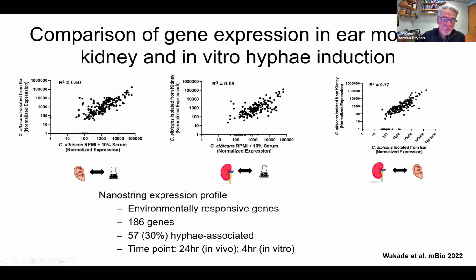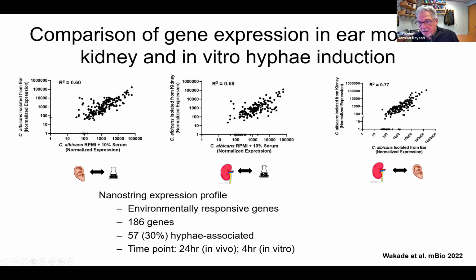Similarly, when we look at kidney samples, we see a very similar correlation. But the best correlation comes when we look at the expression of these genes in the two in vivo settings, in the ear and in the kidney. And so to a first approximation, what's going on in the ear, transcriptionally at least, looks like it's very similar to what's going on in our favorite target organ in the mouse model, the kidney.